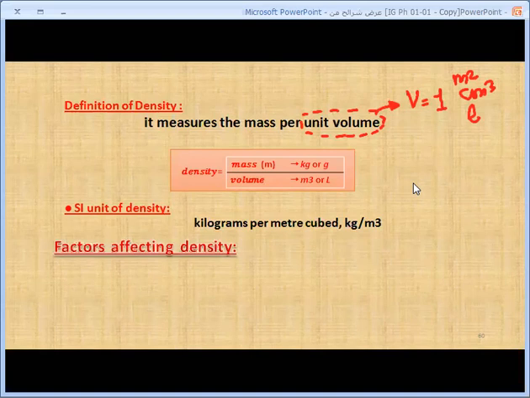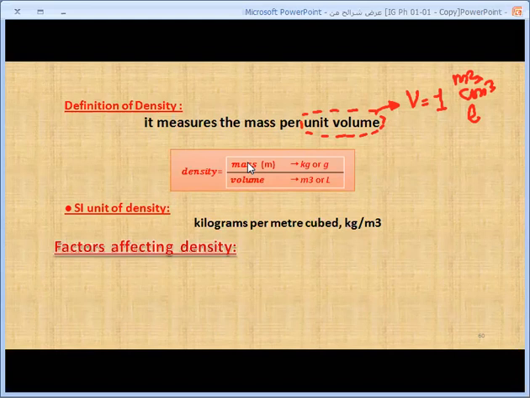So for example, if I want to determine the density of water, I'll bring 1 liter of water, or 1 cubic centimeter, or 1 cubic meter. Then I'll determine its mass. The mass of 1 unit volume will be equal to the density.